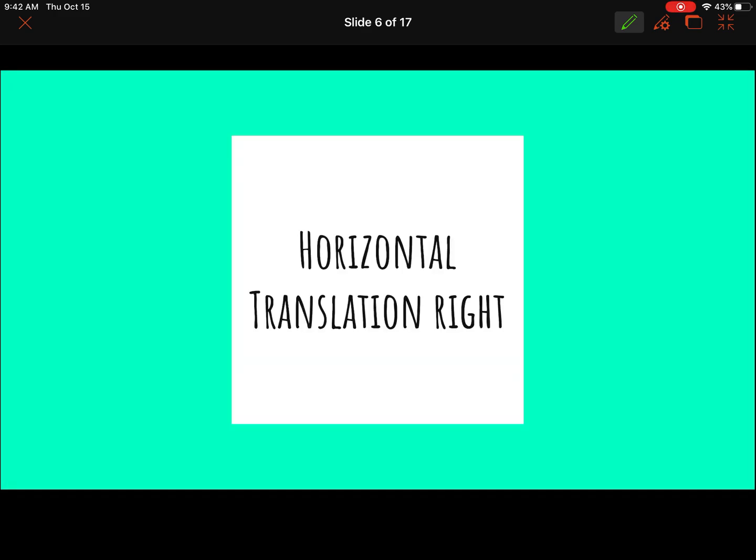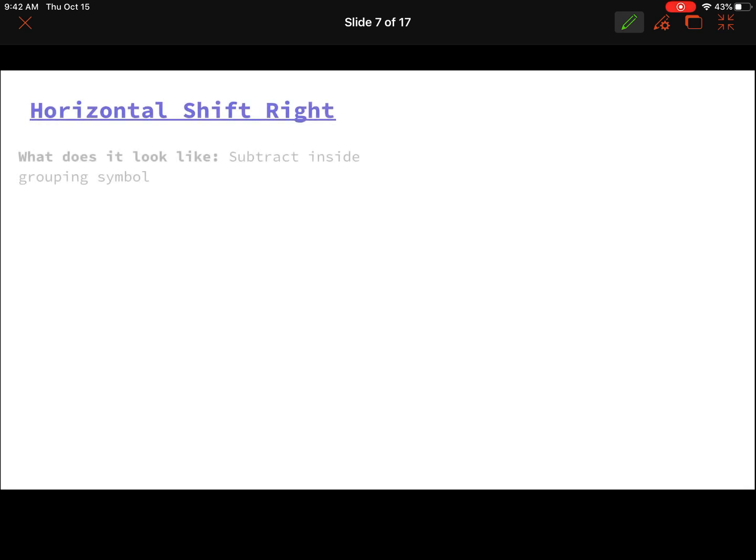Now, we are going to start moving. Now we're going to affect our x points, okay? Because now we're going to move left and right. All right? So now I have a horizontal shift right, okay? So what I'm looking for is I am looking for a subtraction sign inside the grouping symbol, okay? So this is important, inside. The last ones we looked outside, now we're looking for it inside, okay?